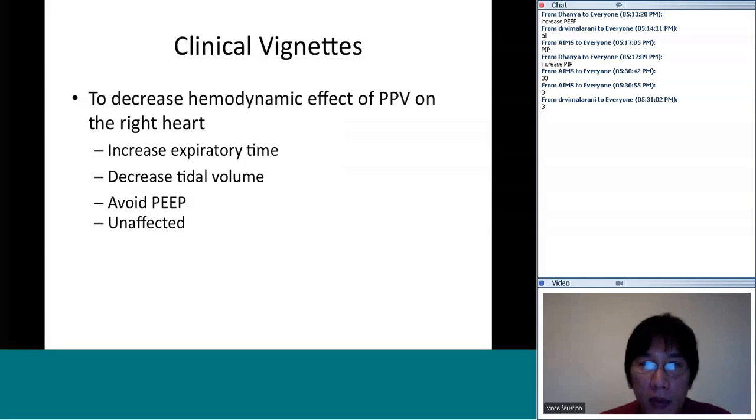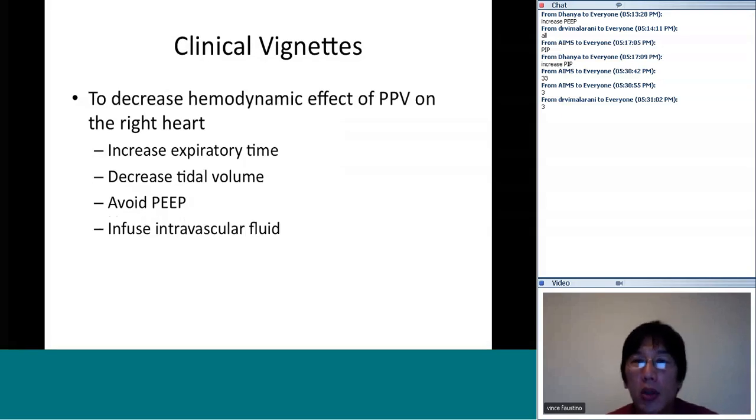So some vignettes. In order to minimize the hemodynamic effect of positive pressure ventilation on the right side of the heart, some things that you can do are, you can increase your expiratory time. When you increase your expiratory time, you have a compensatory decrease in your inspiratory time, so your mean airway pressure is going to go down. So there's less positive pressure on the right side of the heart, and you have better hemodynamics.